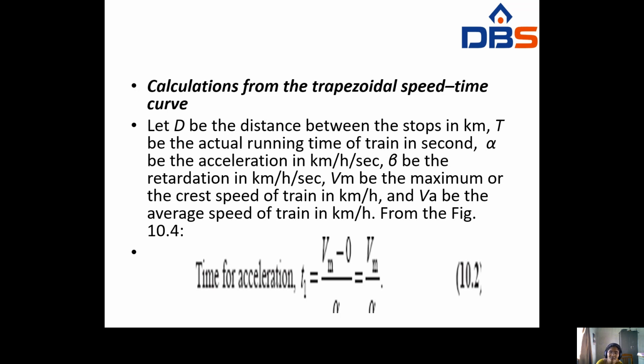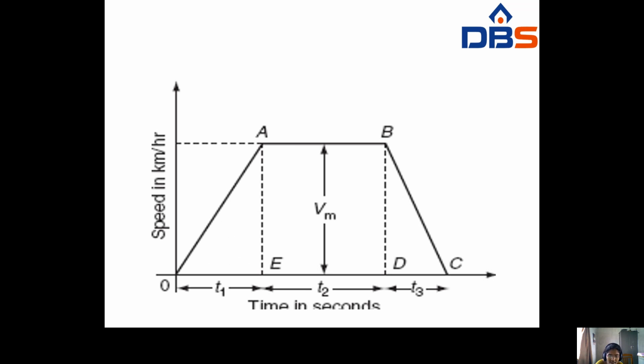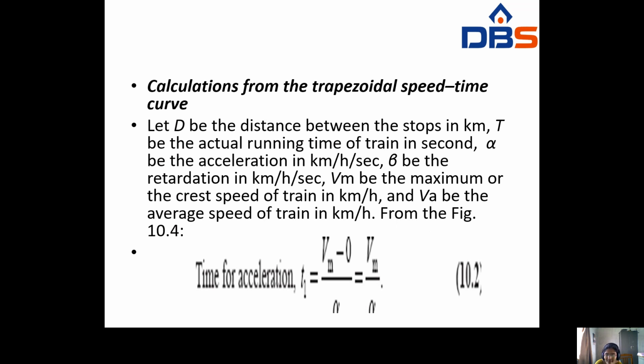Let d be the distance between the stops in kilometers. This is the starting stop, and this is the receiving stop, the ending stop. The distance between these two stops, you have to assume, will be d, in kilometers.